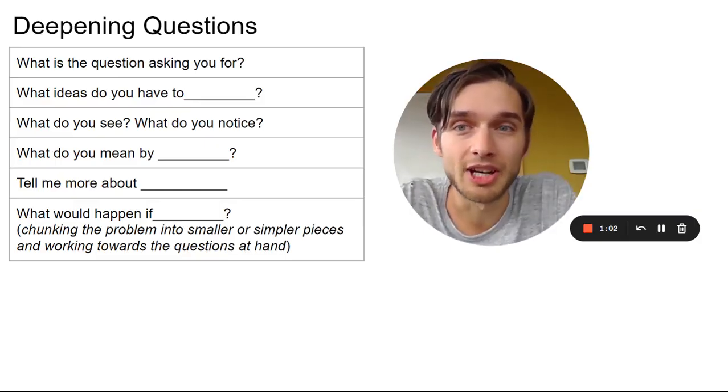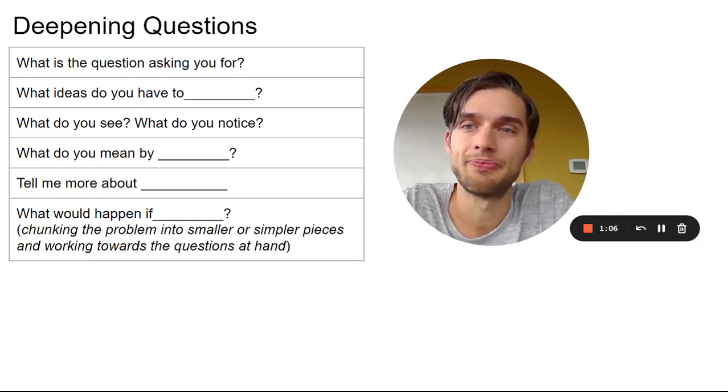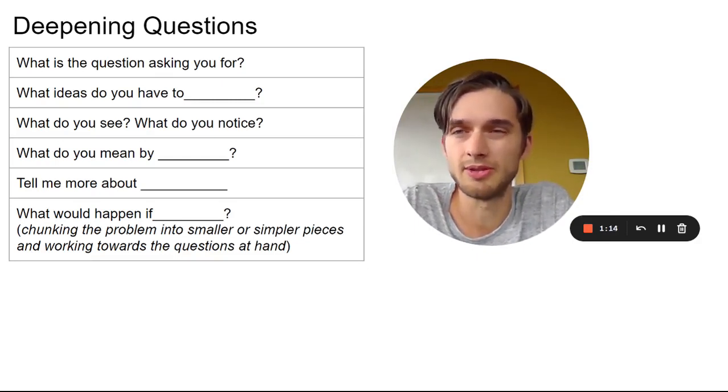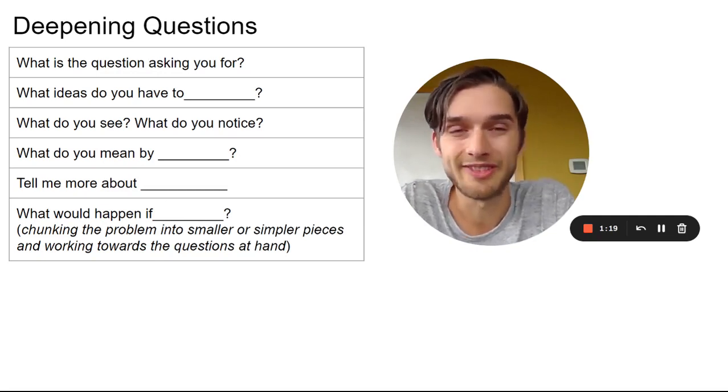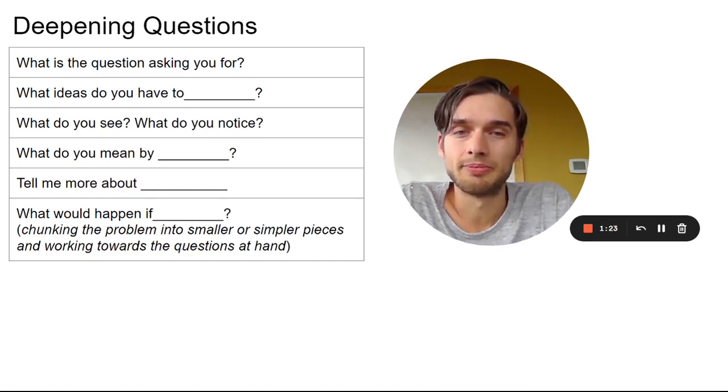Okay, so your action step. Take a screenshot of this page of Deepening Questions. That way, when you're tutoring, you can look at it, take a deep breath, and think, is there an opportunity for any of these types of questions? Instead of you saving the day, right? Try to get the student involved as much as possible.